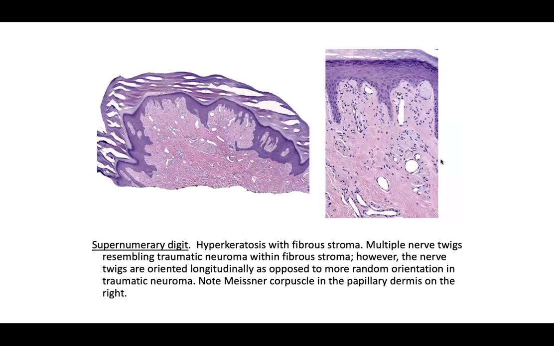You'll want to look for multiple nerve twigs. That helps you remember that you're dealing with a supernumerary digit as opposed to an acral fibrokeratoma, which would lack those nerve twigs. The nerve twigs resemble a traumatic neuroma. The nerve twigs are oriented longitudinally as opposed to the more random orientation in a traumatic neuroma.